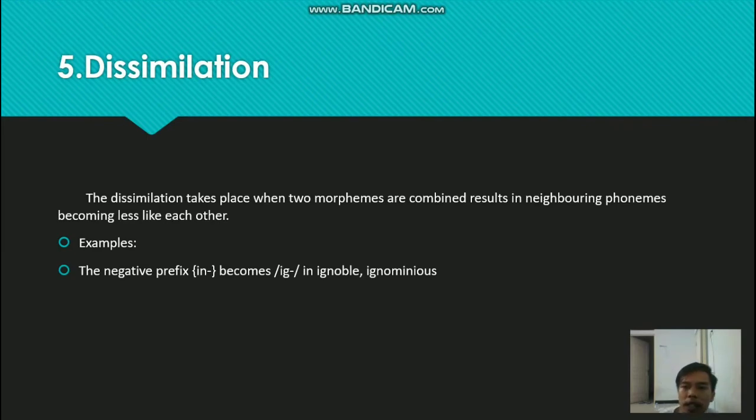The fifth is dissimilation. Dissimilation takes place when two morphemes are combined, resulting in neighboring phonemes becoming less like each other. For example, the negative prefix in becomes ig in ignoble and ignominious.